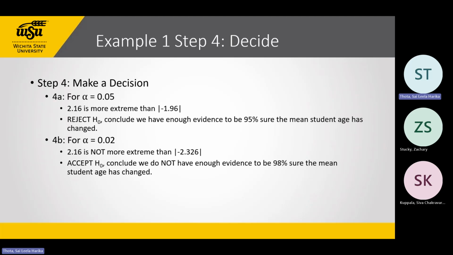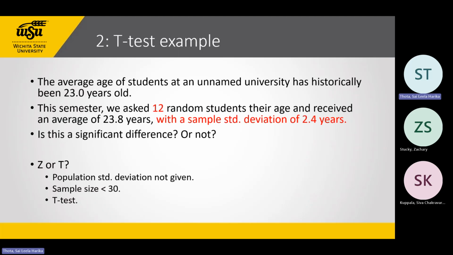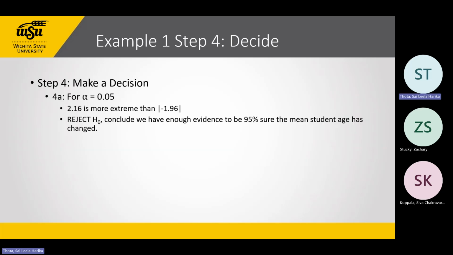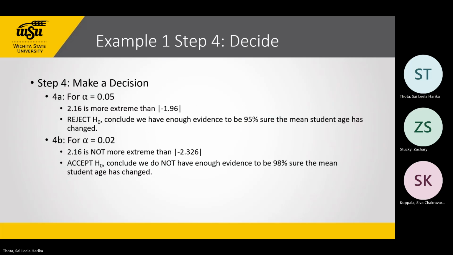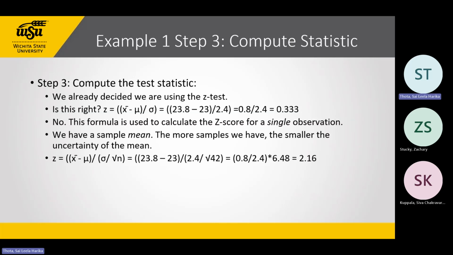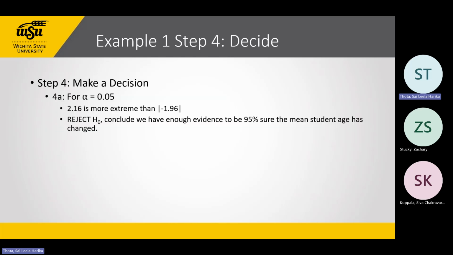You need to make a decision based upon the values that you got. So this is the step where you need to make a decision. For alpha equal to 0.05, 2.16 is more extreme than 1.96. Where did we get this 2.16? This is the value that we got for our example, which is 2.16. Now we will make the decision. So 2.16 is more extreme than 1.96, so we reject the H naught.